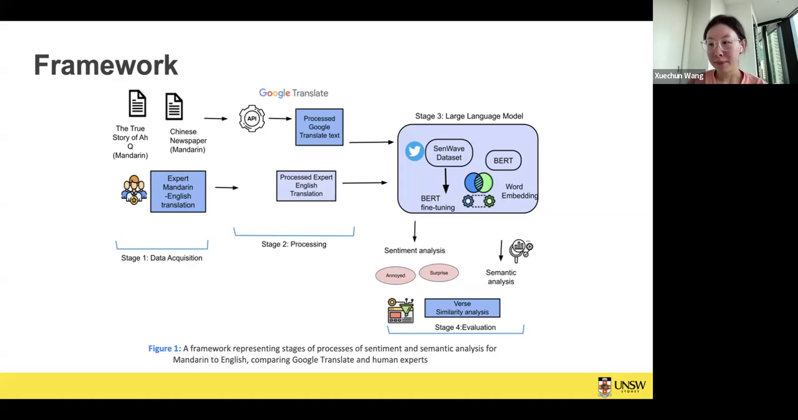Moreover, in stage 3, we use the fine-tuned BERT models to implement the sentiment analysis, and also employ the sentence embedding models to observe the similarities between the 3 translations. In stage 4, we visualize the sentiment analysis results and compute the Jaccard similarity scores to evaluate the quality of the Google Translate translations from the sentiment analysis perspective. Furthermore, we present our cosine similarities for comparing the selected pairs of the 3 translations.